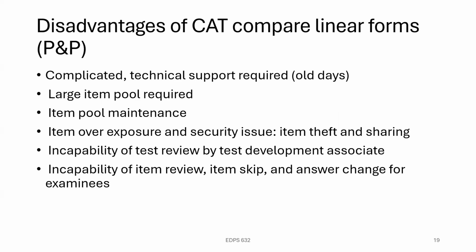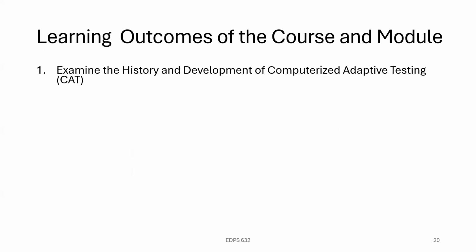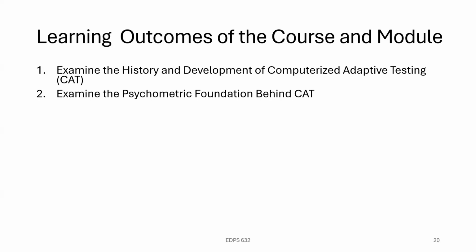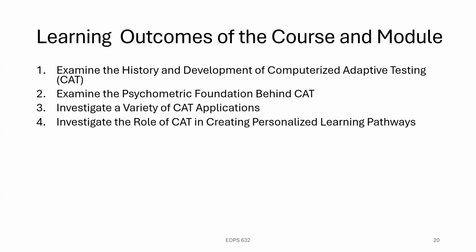The learning outcomes of this class are to examine the historical development of computerized adaptive testing and the psychometric foundation, and also investigate a variety of CAT applications. And also we investigate the role of CAT in creating personalized learning paths. I should emphasize all of them, but number 4, I believe, is my new research interest.